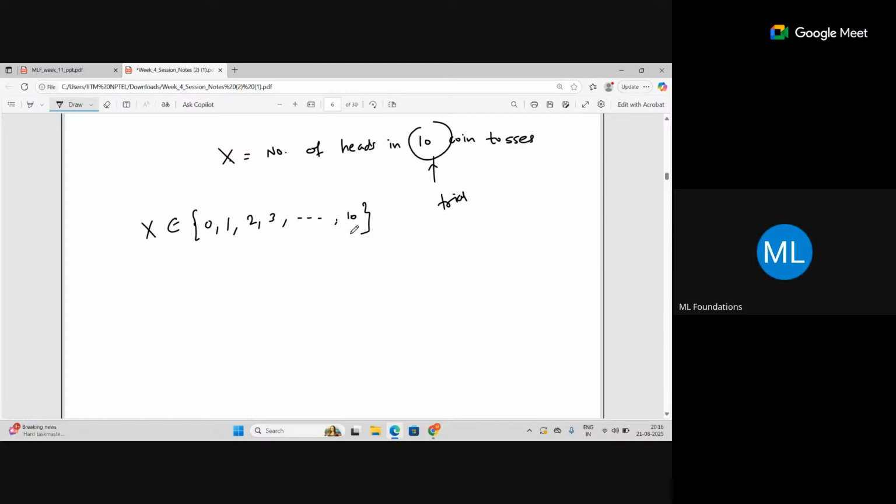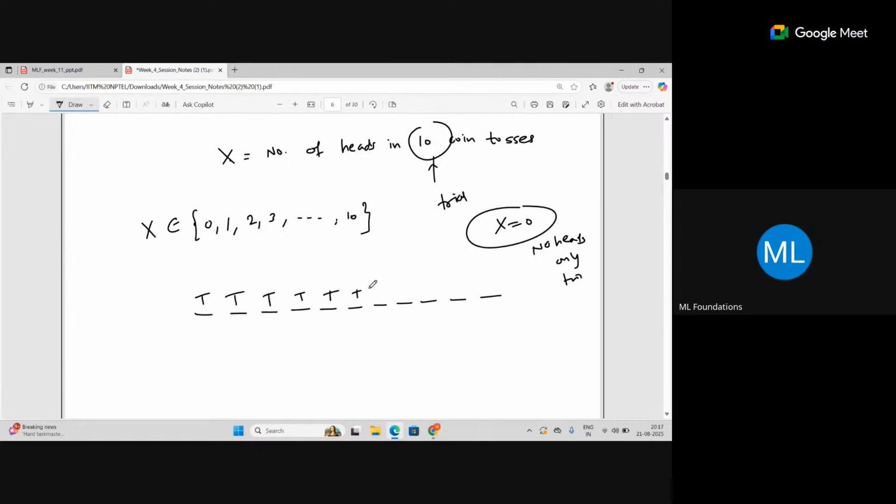What I now need to define is the probabilities associated with it. So what is the probability that x equal to 0? What does it mean? If I say that these are the 10 tosses, these are the 10 positions: 1, 2, 3, 4, 5, 6, 7, 8, 9, and 10. If I say x equal to 0, that means only tails in 10 tosses. So at each position I will get the tail. If this occurs, then I'll get x equal to 0.